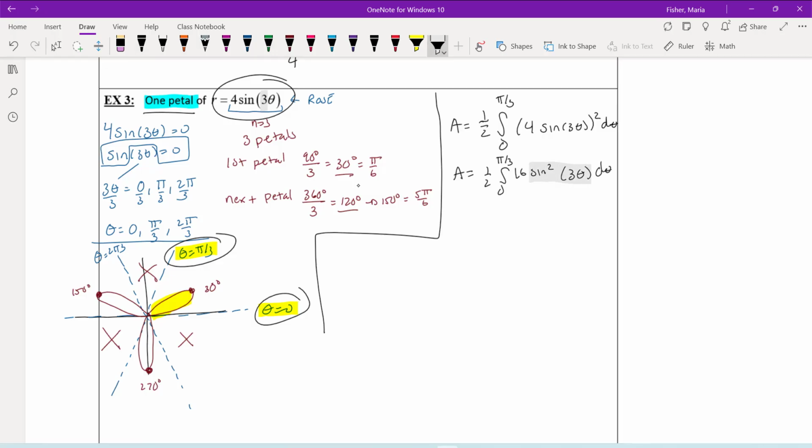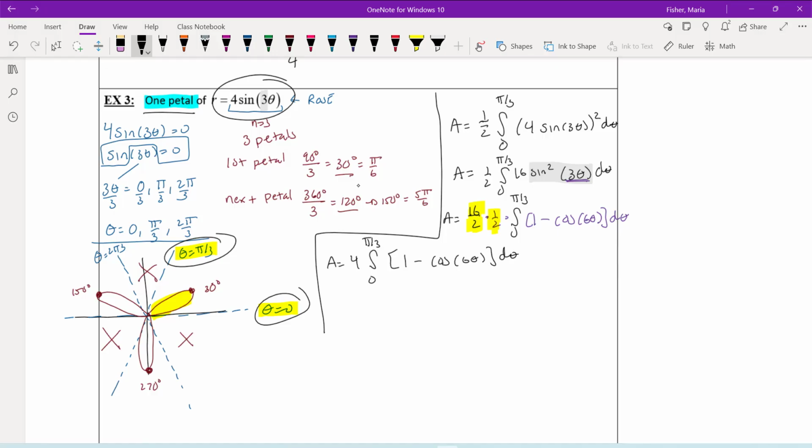But I have sine squared, so I know I'm going to have to use a power reduction formula. So with that power reduction formula for sine, I know it's going to be 1 minus the cosine of twice that angle, which is 6 theta in this case. And then don't forget to multiply it by a half. Moving over here, I have 16 over 2, which is 8, times a half, and that's just going to clean up to 4. So I have 4 times the integral from 0 to pi over 3 of 1 minus the cosine of 6 theta d theta.